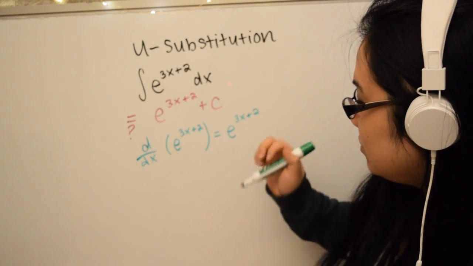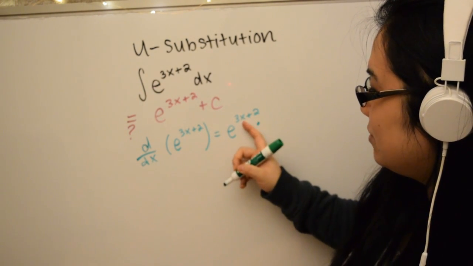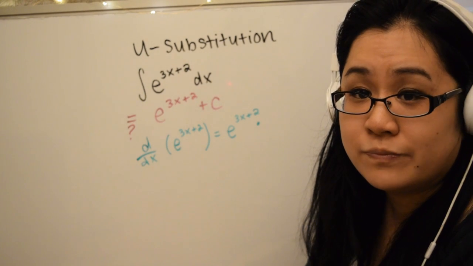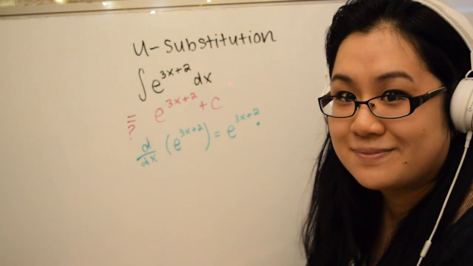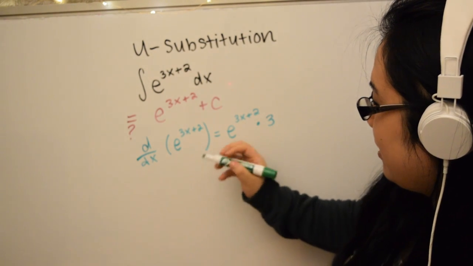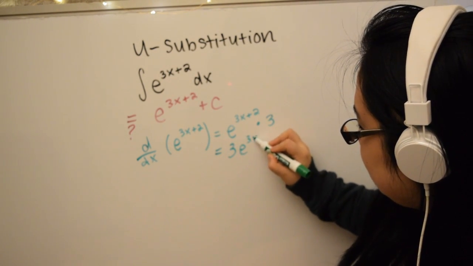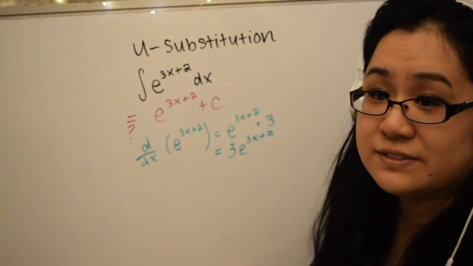So we also need to multiply this by the derivative of 3x plus 2, which is 3. Exactly. So we can pull that 3 to the front if we want, but this is our derivative.